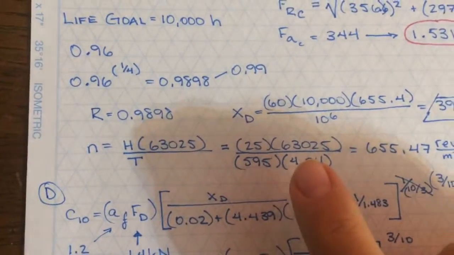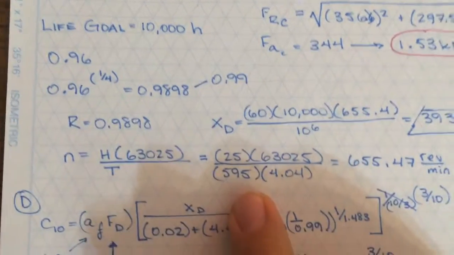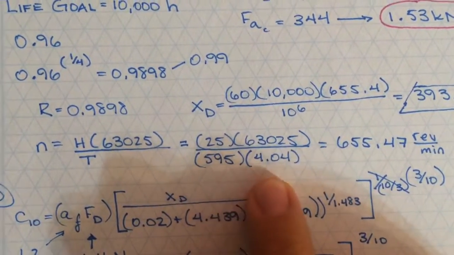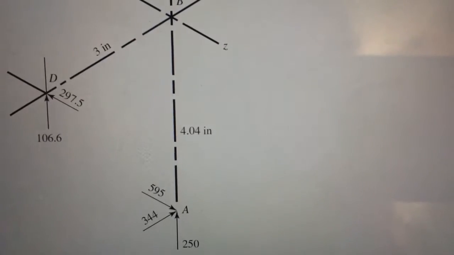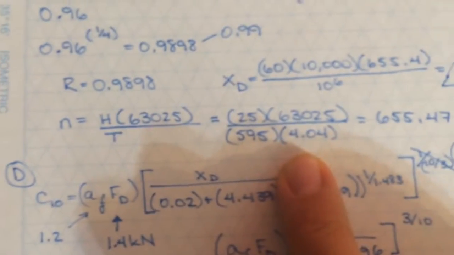So, do I have 595? Where are we? 595, there we go, times the distance, 4.04. You see that? That's the radius there. So, force times distance, torque, simple. That's as easy as it gets.